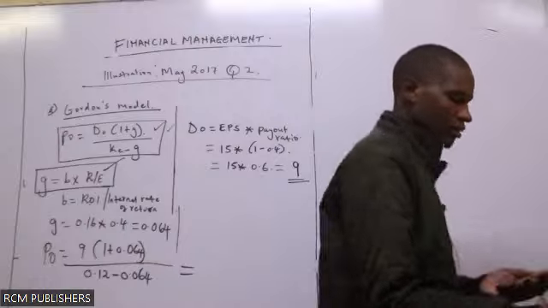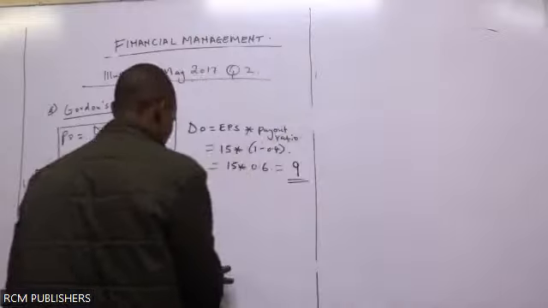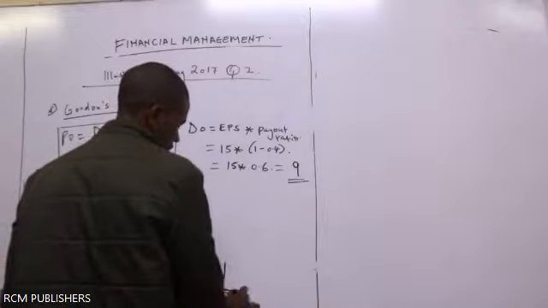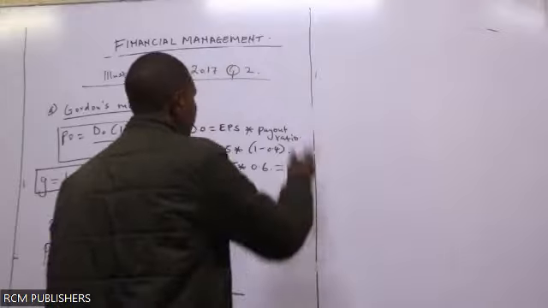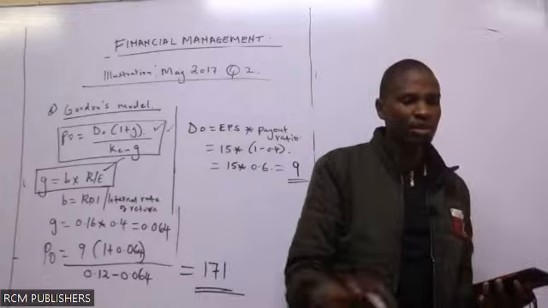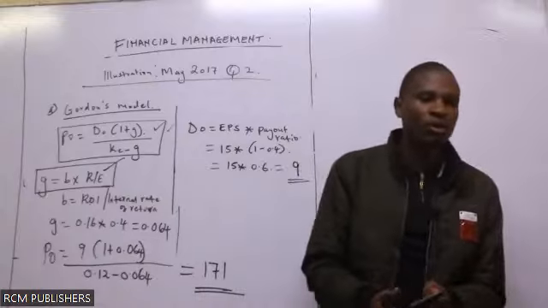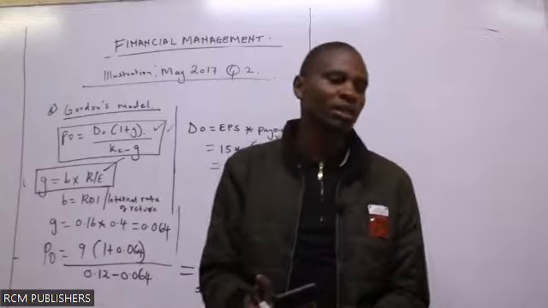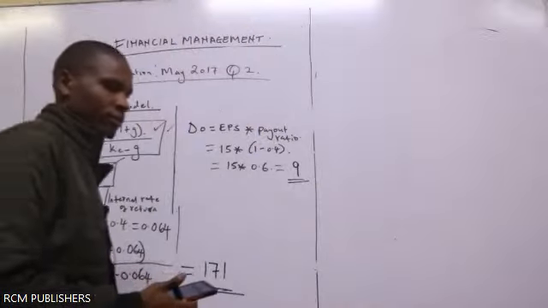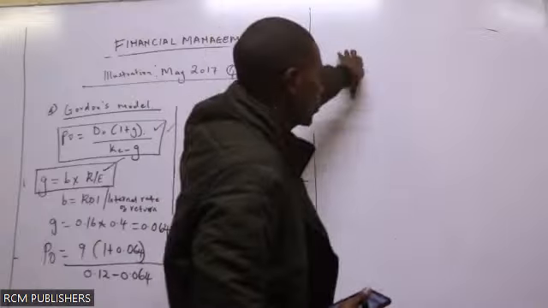171, formula 5, 171. Then compute that using Walter's model. I don't think there's something that we don't have. Thank you so much, Esther and Raphael. Compute that one now using Walter's model.